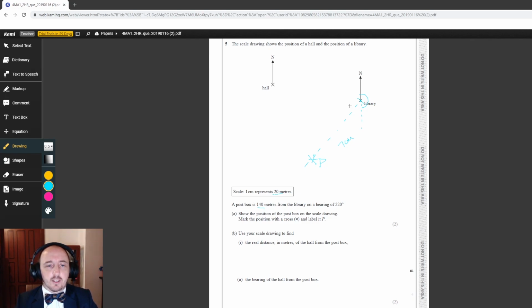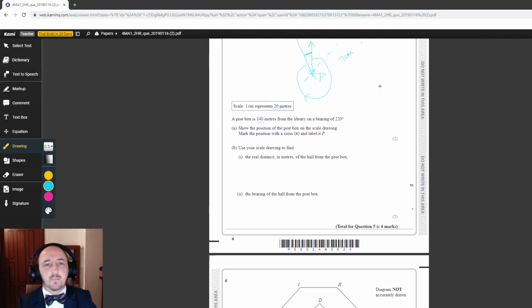Use your scale drawing to find the real distance of the hole from the post box. So again, with our ruler, we would measure the distance between the hole and the post box. And then the bearing of the hole, we would have to add our north line going directly upwards. And we could just measure this angle in here and take that away from 360, because we have to go clockwise for bearings. Okay, so measure that angle there and take it away from 360.